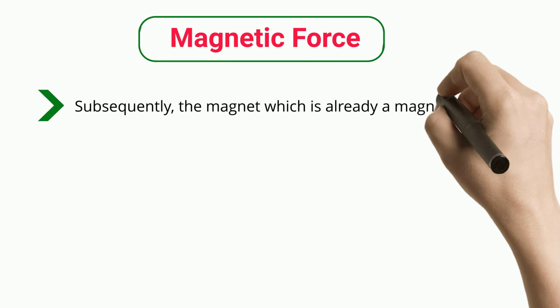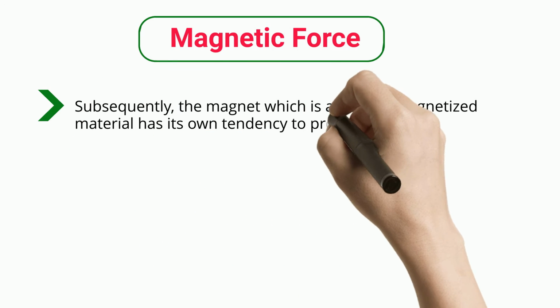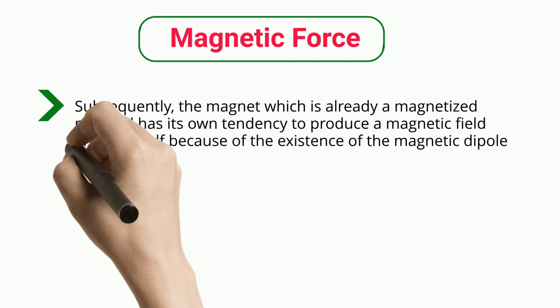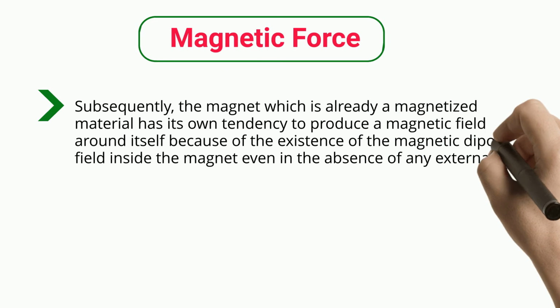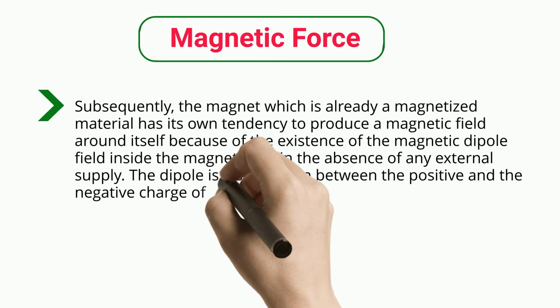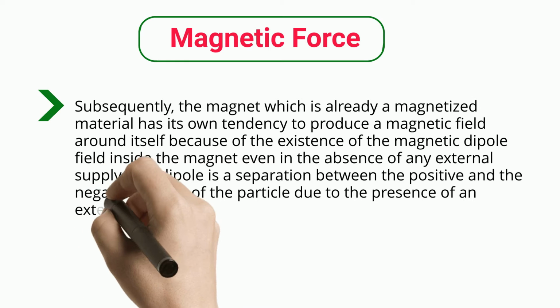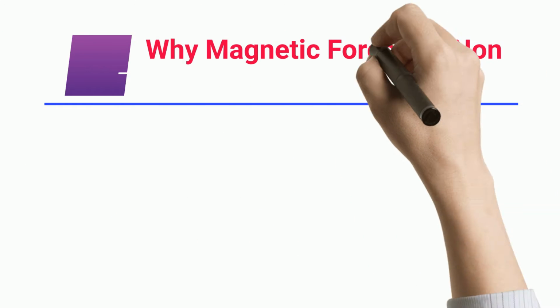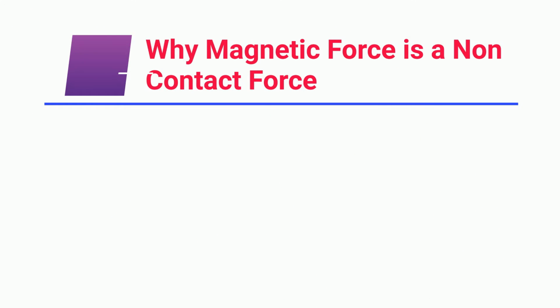Subsequently, the magnet, which is already a magnetized material, has its own tendency to produce a magnetic field around itself because of the existence of the magnetic dipole field inside the magnet even in the absence of any external supply. The dipole is a separation between the positive and the negative charge of the particle due to the presence of an external field. Why is magnetic force a non-contact force?